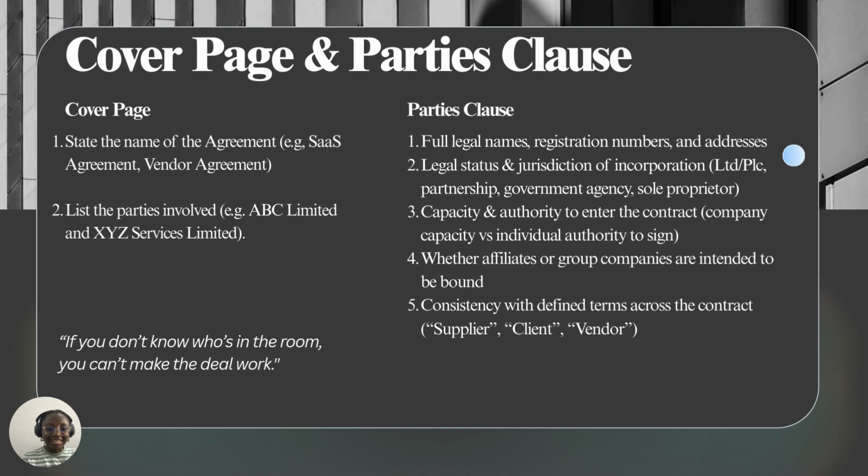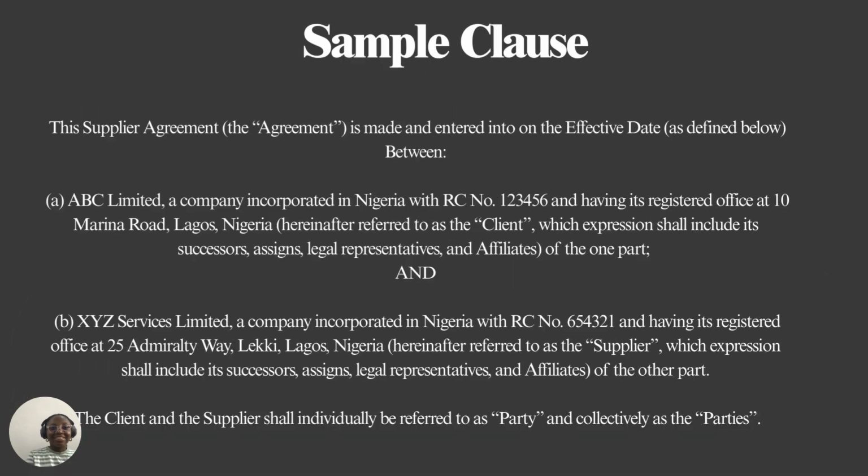So let's look at a sample clause. Look at the sample clause. This supplier agreement, the agreement in brackets. Now, you'll be asking, why do we have the agreement in brackets? We're going to explain this further under the definitions section. So just bear it in mind, please. Is made and entered into on the effective date as defined below. We're also going to be dealing with this in the definitions section.